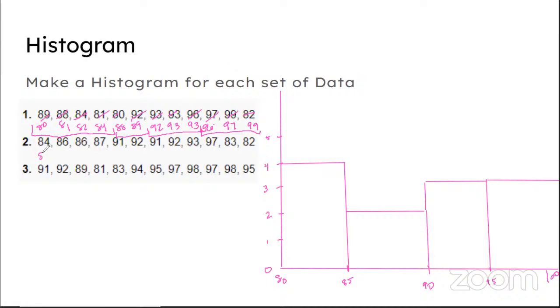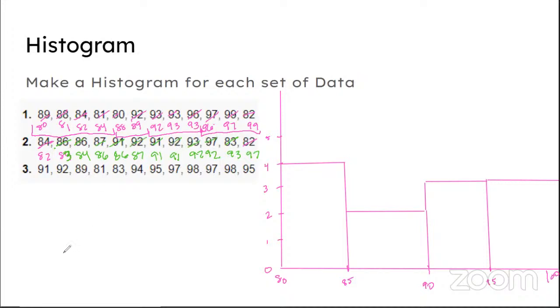So we're going to have 82, 84. I should choose a different color. Let's go with green. 82, 84. Oh, we missed an 83. 83, 84. And then I think 2 86s. And then 87. 91, 91, 92, 92, 93, and 97.